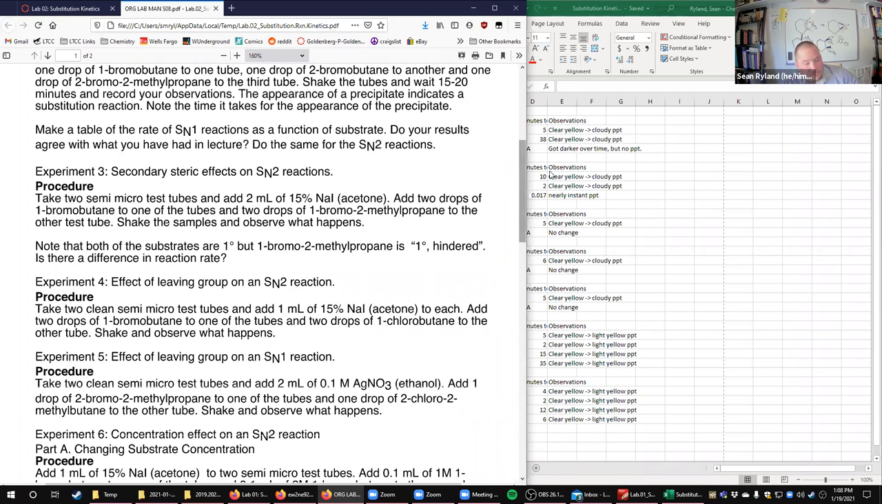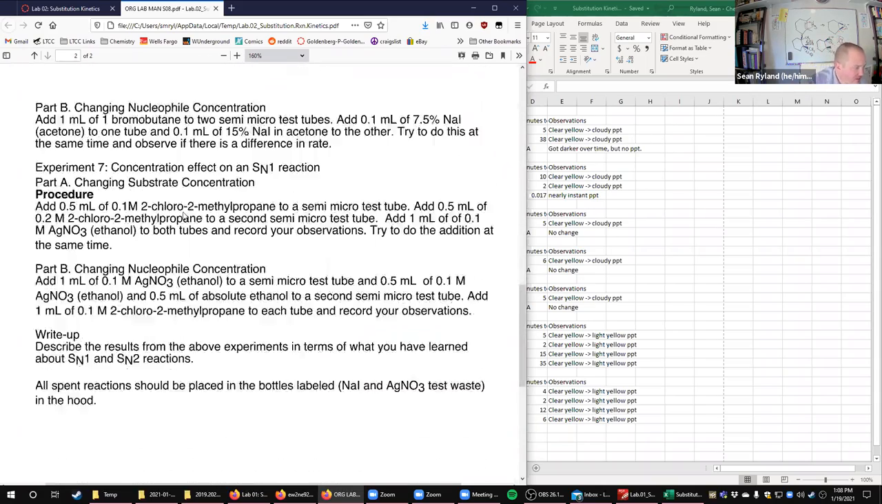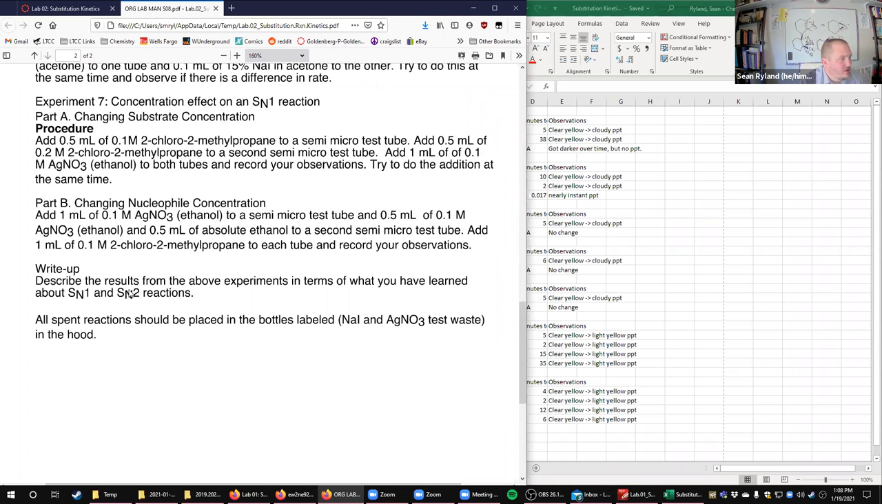So, the other aspect of each of these is what conclusion can we draw from each of these? Here's your write-up. Describe the results in terms of what we've learned about SN1 and SN2. Basically, if the results say that tertiary reacts faster than primary, write a sentence: this shows tertiary halides under SN1 conditions react faster than primary.